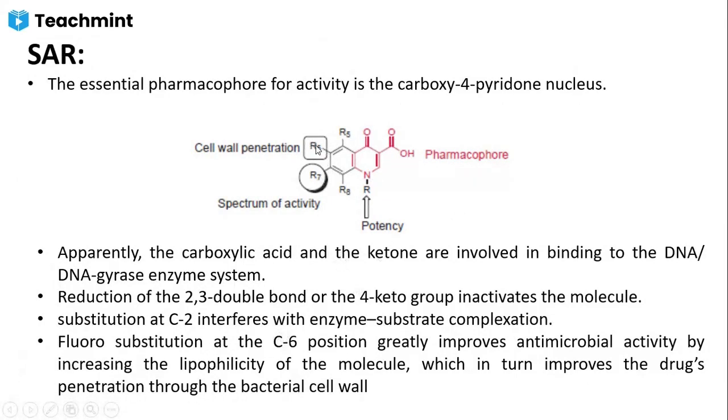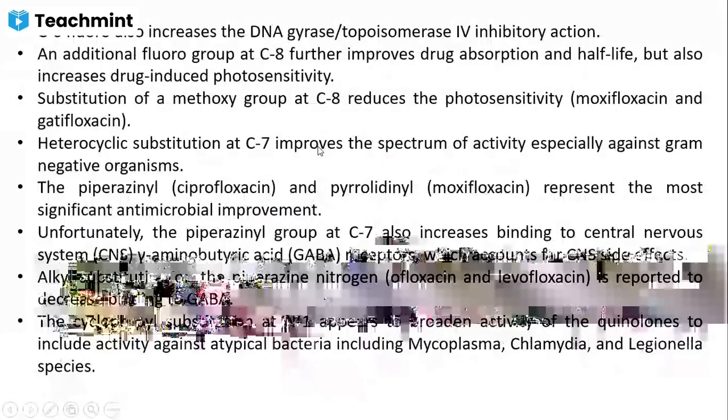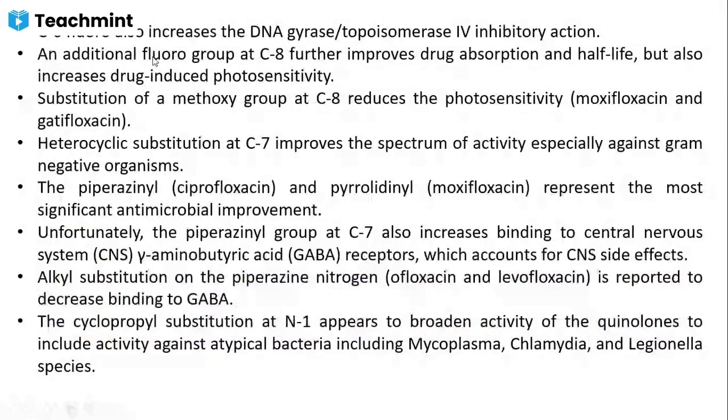Then the fluoro substitution at carbon number 6. If we substitute this carbon with a fluorine group, it improves the antimicrobial activity by increasing the lipophilicity of the molecule, which in turn improves drug penetration through the bacterial cell wall. As the topic is fluoroquinolones, a fluorine group at carbon number 6 improves the antimicrobial activity.